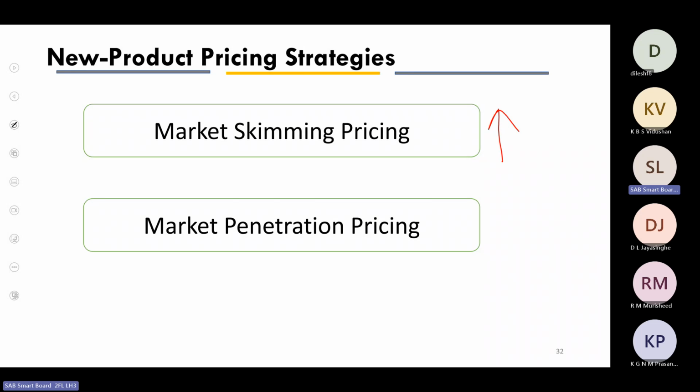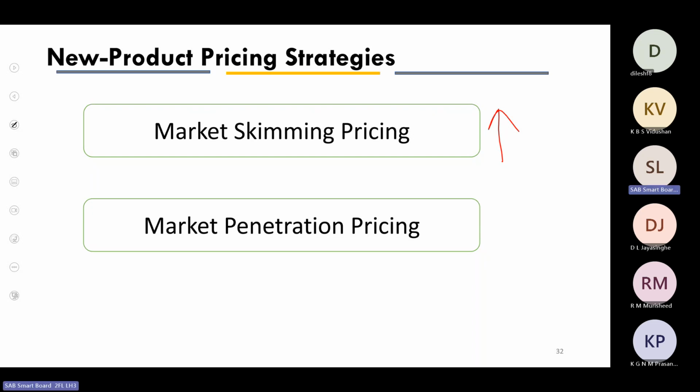Right? When there is an inelastic demand, when there is less competition, when the products become necessary products for the customers, we can go for high prices. We can go for high prices, though we are still at the initial point. That is what we call market skimming.